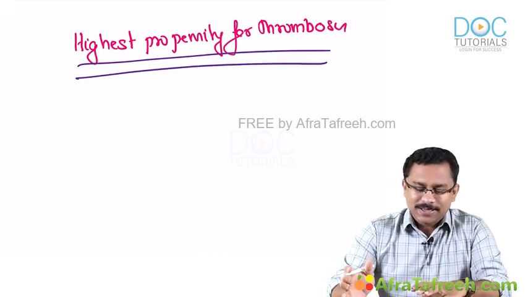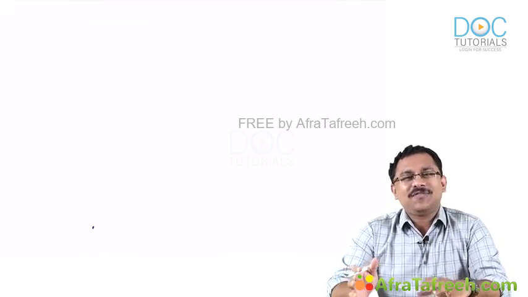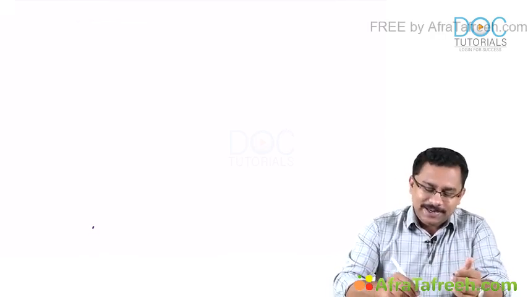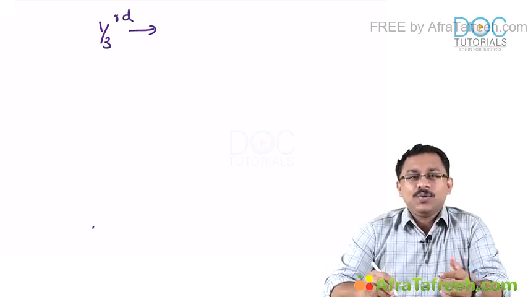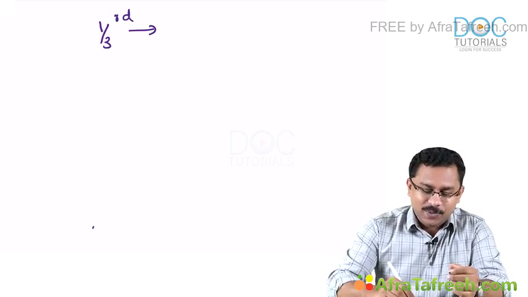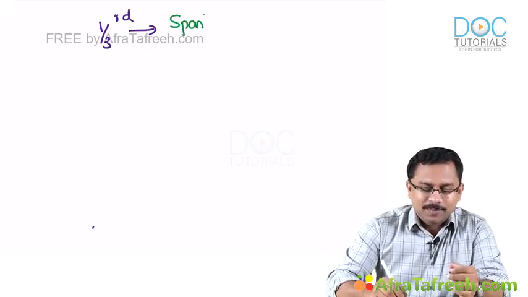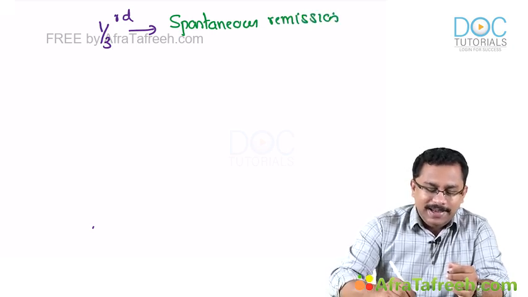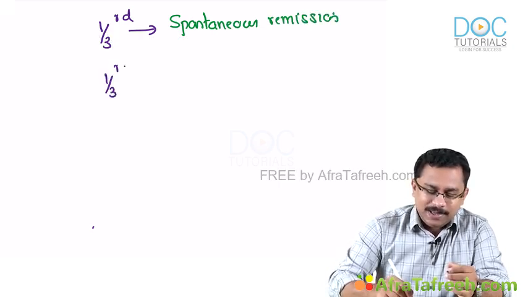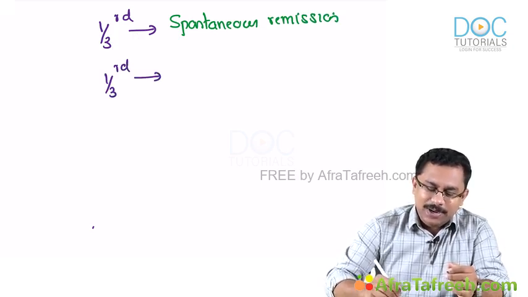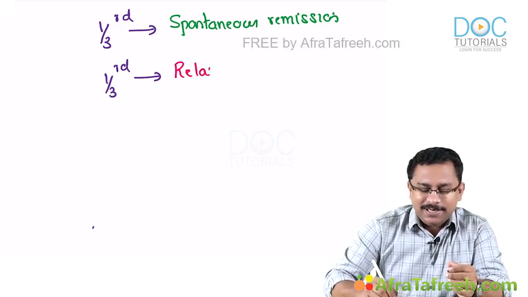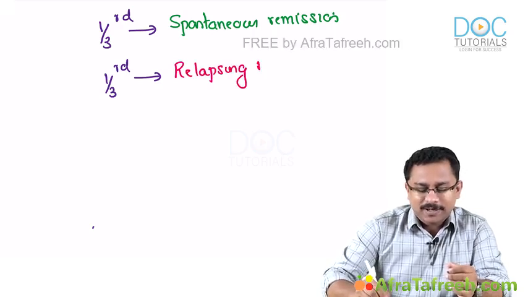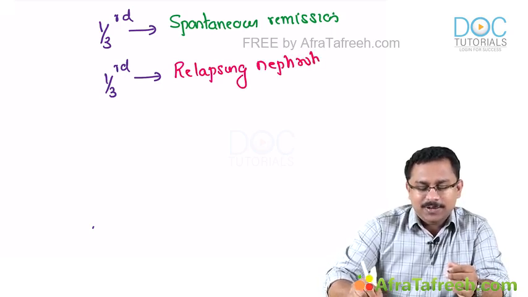Another point regarding membranous nephropathy is that one third of cases will have a spontaneous remission. Another one third of cases will have a relapsing nephrotic syndrome.